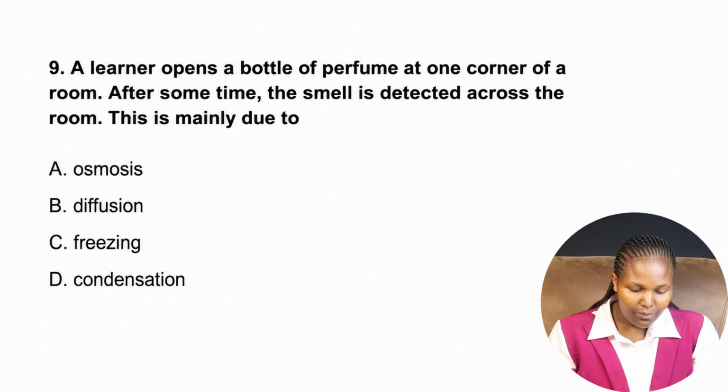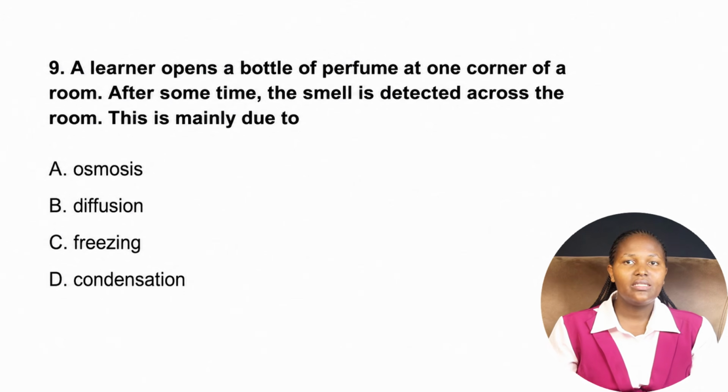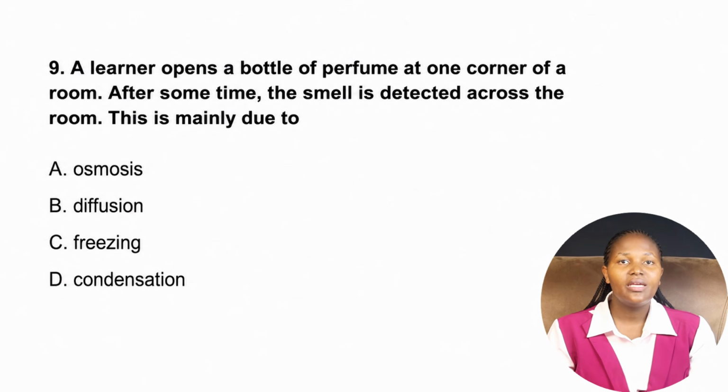A learner opens a bottle of perfume at one corner of a room. After some time, the smell is detected across the room. This is mainly due to: A, osmosis; B, diffusion; C, freezing; and D, condensation. That is easy. The correct option is B, diffusion.